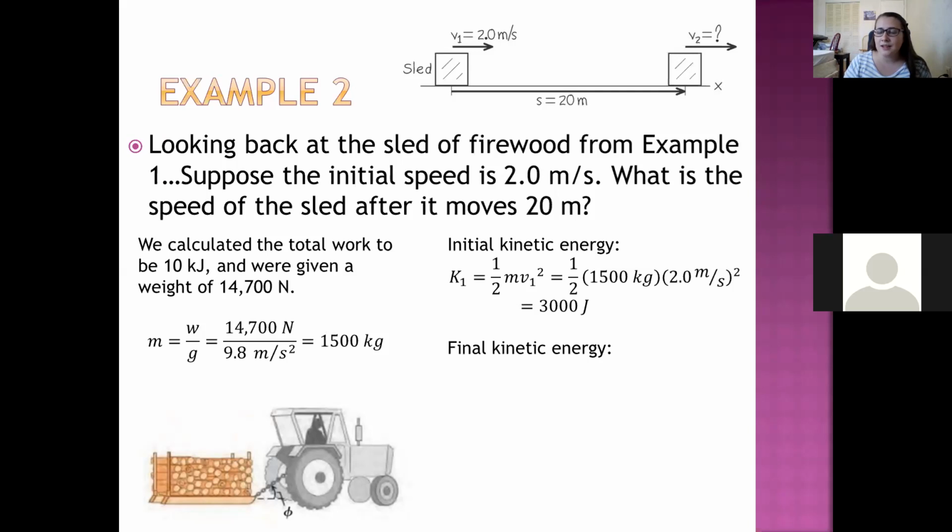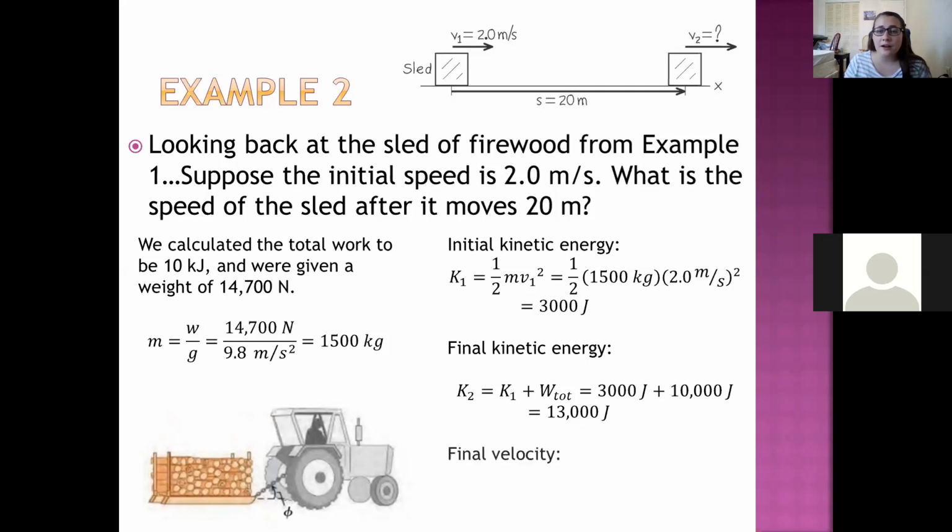know what the final speed is. I mean, that's the whole point of this problem, to find the final speed. Well, if we remember the work energy theorem, that the total work is the change in the kinetic energy, then we can calculate it. So the final kinetic energy is the total work done plus our initial kinetic energy. So 3,000 joules plus the 10 kilojoules of the total work done that we found in example 1. That gives us a final kinetic energy of 13,000 joules.